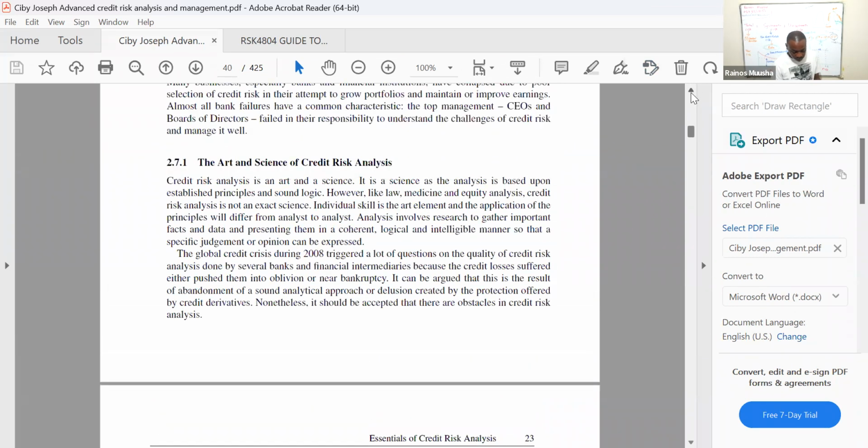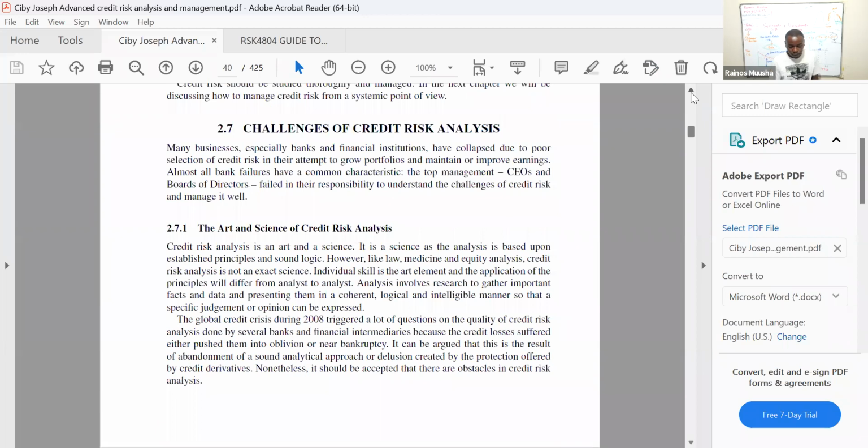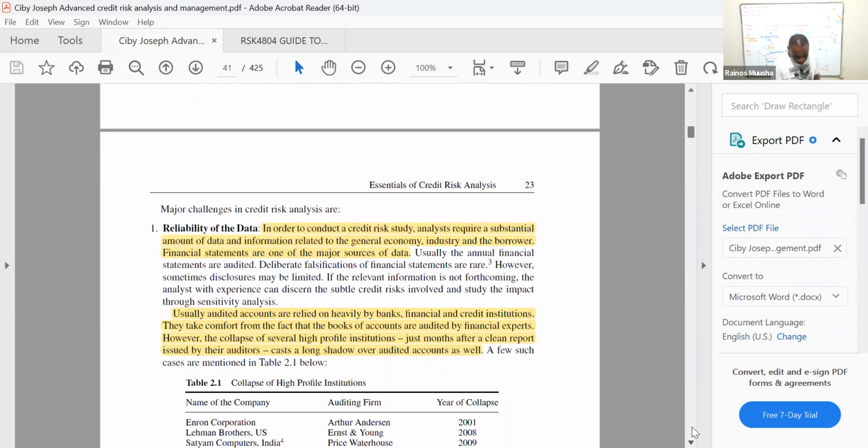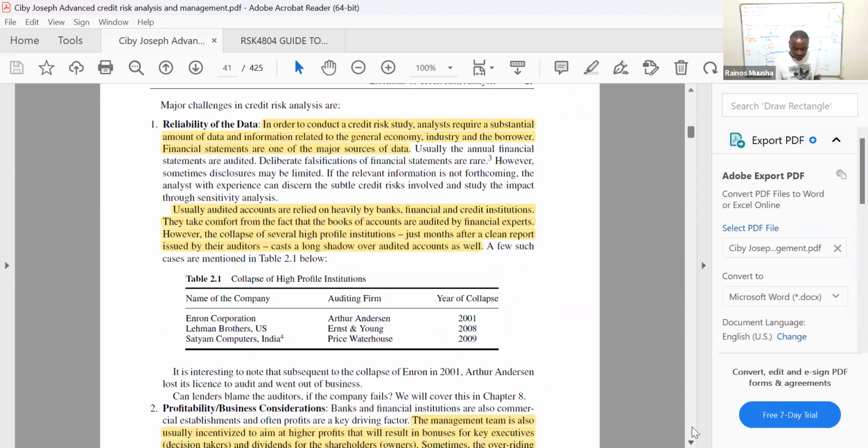In the next section, we look at section 2.7, which looks at challenges of credit risk analysis. The first one they give is the art and science of credit risk analysis, and under that we look at the major challenges in credit risk analysis. The first one is reliability of the data. Here they say, in order to conduct a credit risk study, analysts require a substantial amount of data and information related to the general economy, industry, and the borrower.